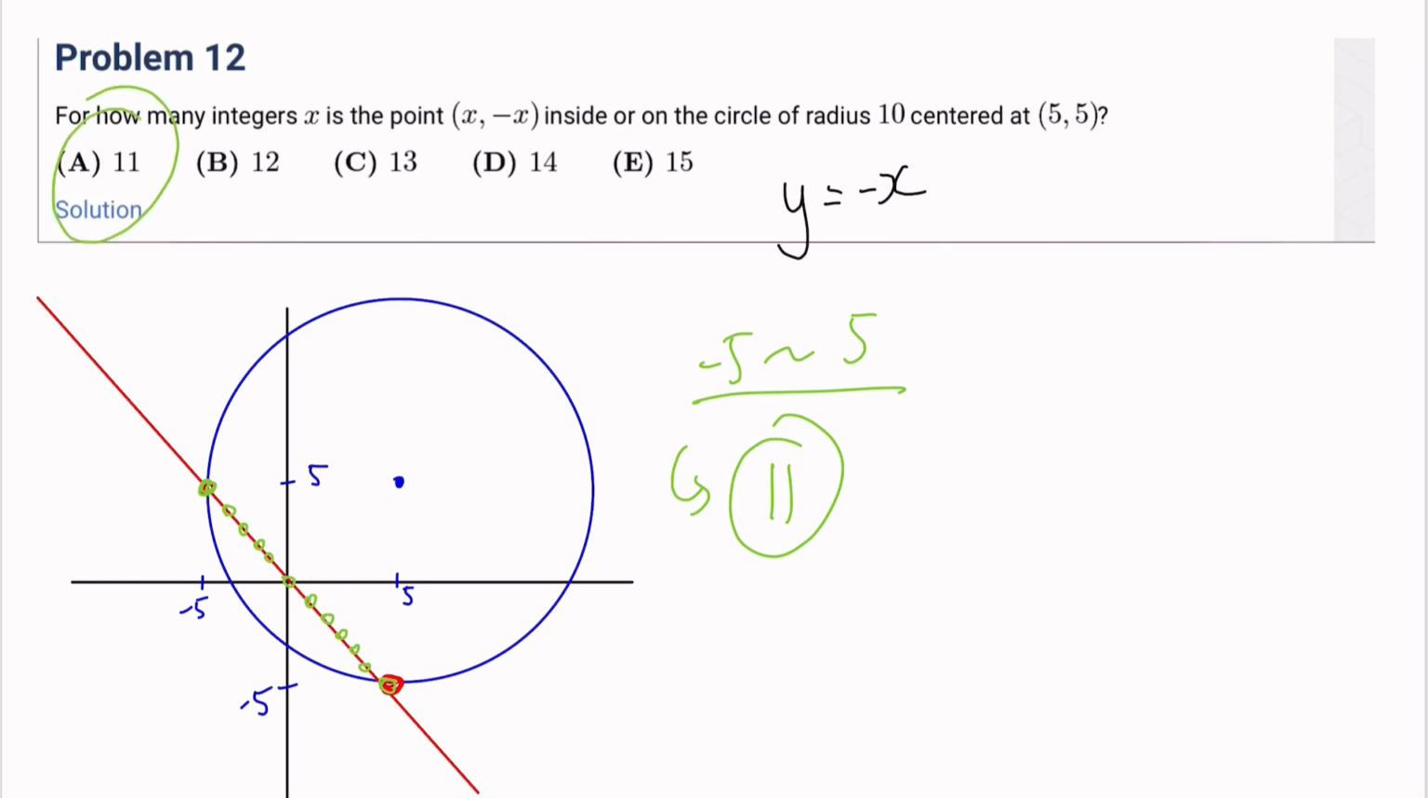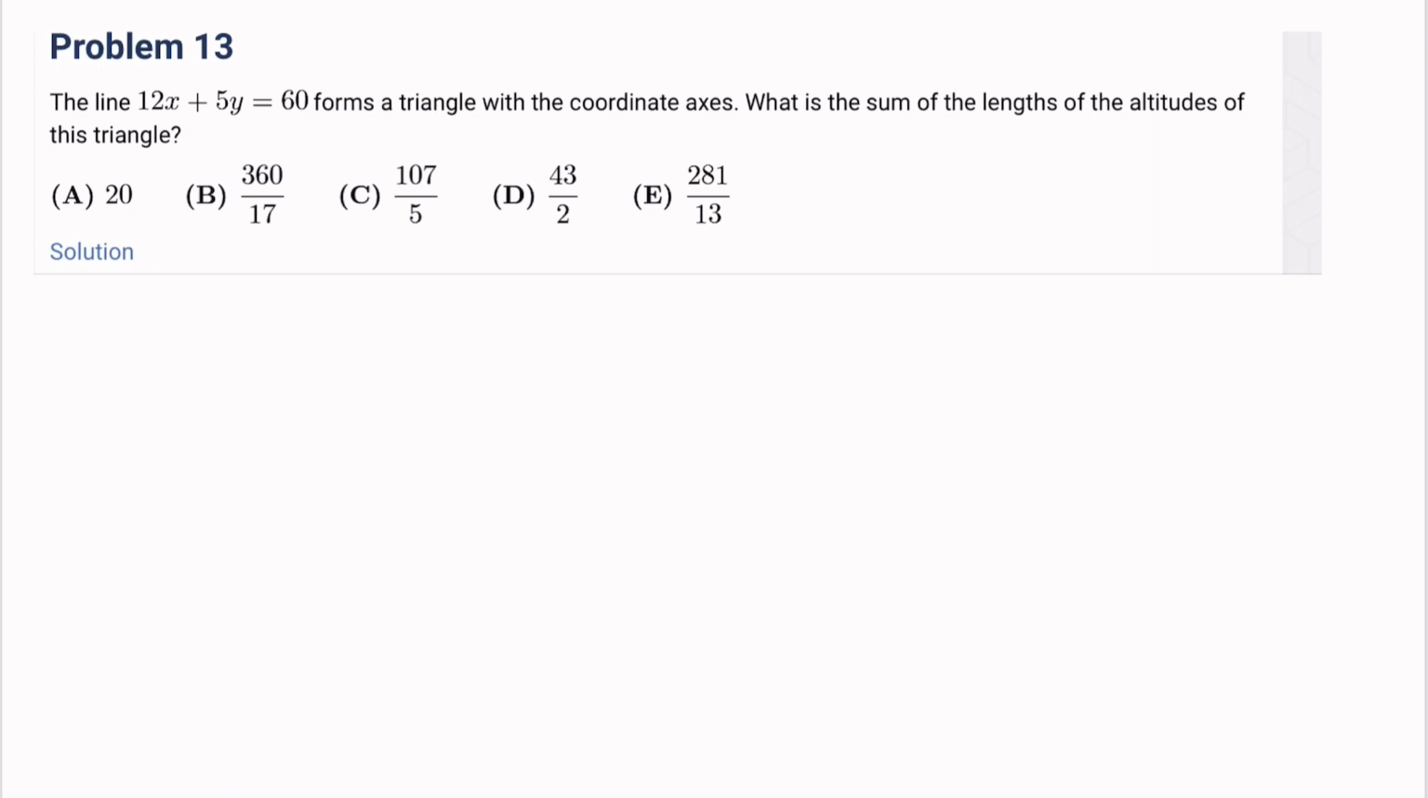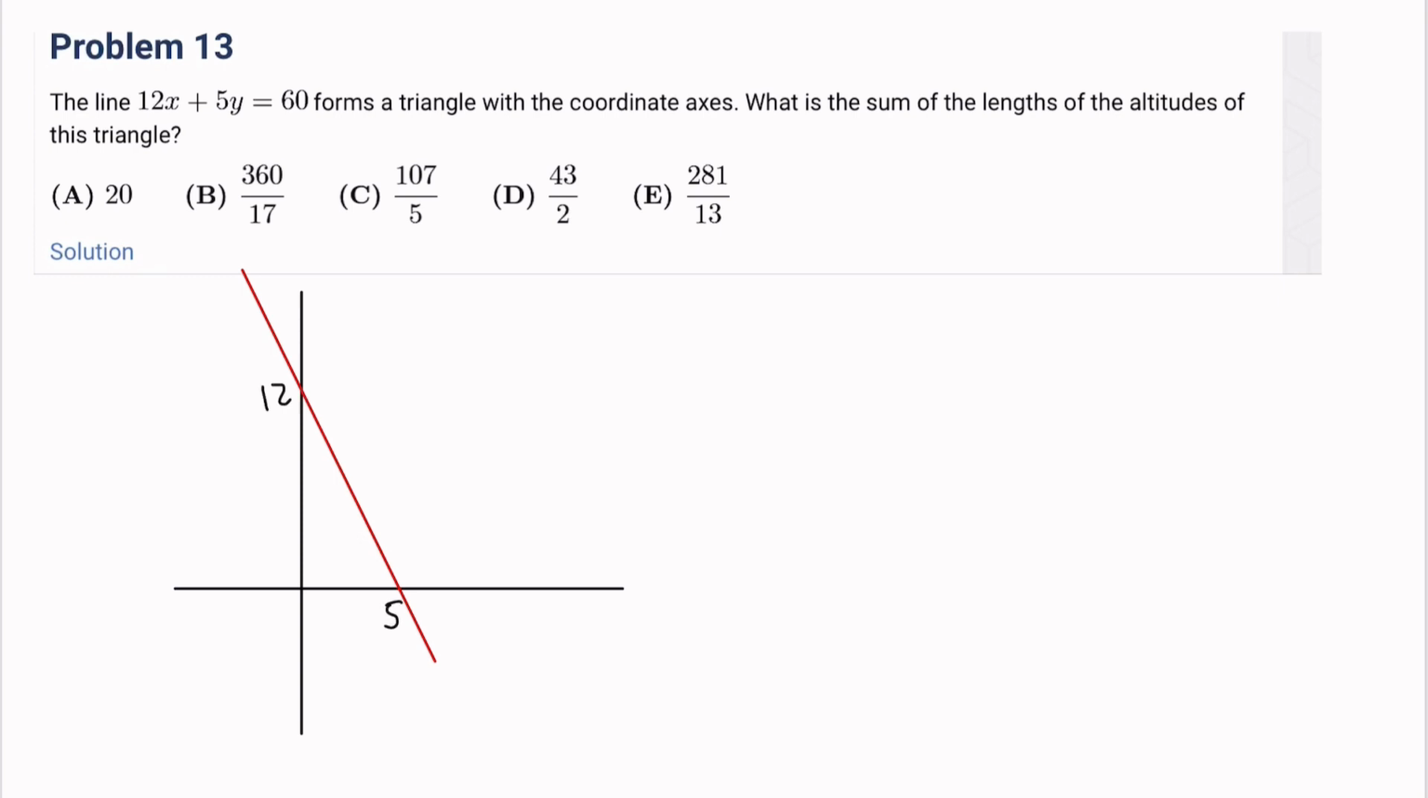So number 13, the line 12x plus 5y equals 60 forms a triangle with the coordinate axes. What is the sum of the lengths of the altitudes of this triangle? Okay, so first we have a coordinate plane with this line, and so let's make this line like that. It would be like this, right? And so since it's 12x plus 5y equals 60, then the x-intercept is 5 and the y-intercept is 12, right? And so this length will be 13, right?